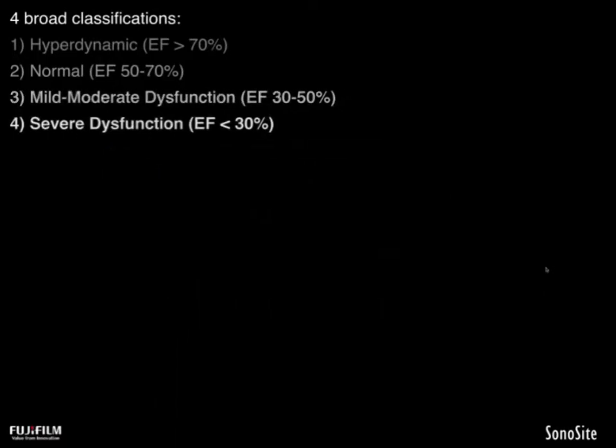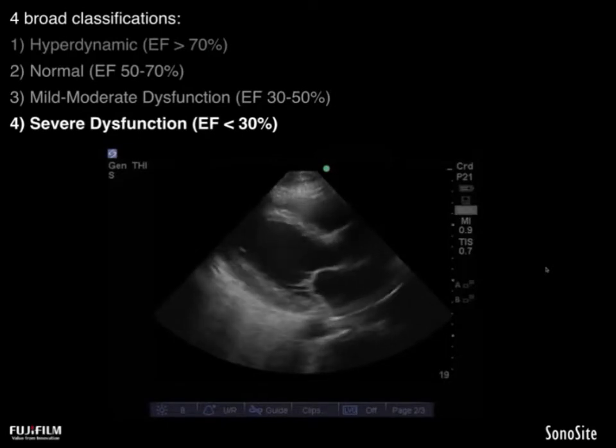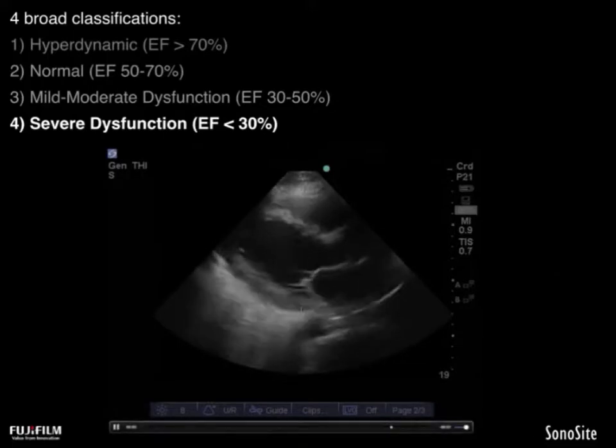And last on this continuum, we have the severely dysfunctional heart. Again, all of these views have been captured and shown to you in the parasternal long axis for consistency's sake. And here we see a parasternal long axis view where, yes, there is movement of the heart, and yes, you can appreciate probably some thickening of the inferior wall here, especially at the base of the heart.